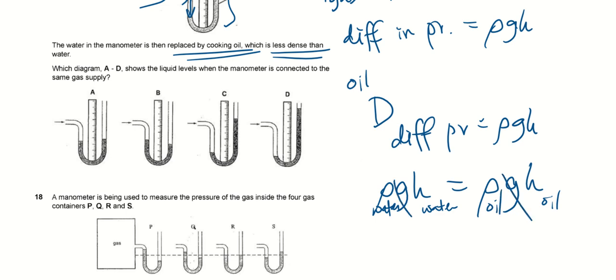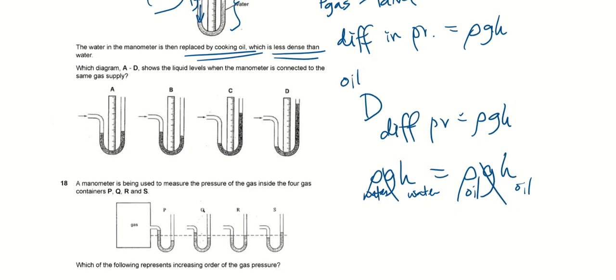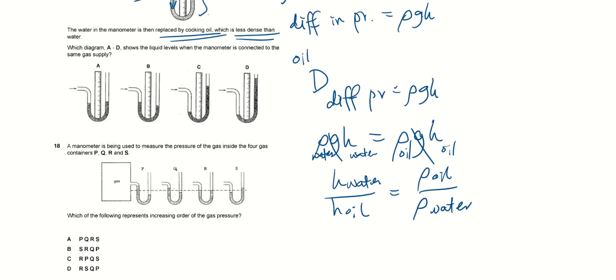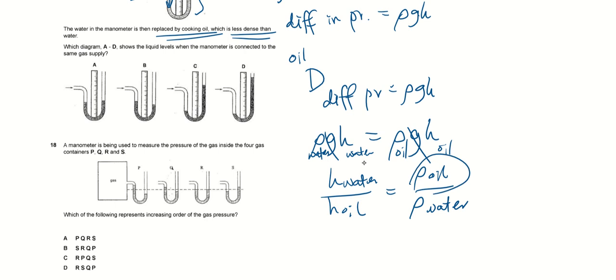So g and g can cancel. Yes. And let's put the heights together. Height of water over height of oil equals to the ratio of densities. Because the oil density is smaller than water, I'm going to get a number that is less than 1. That means my height of water must be less than height of oil. Okay? Anyone with an easier method?